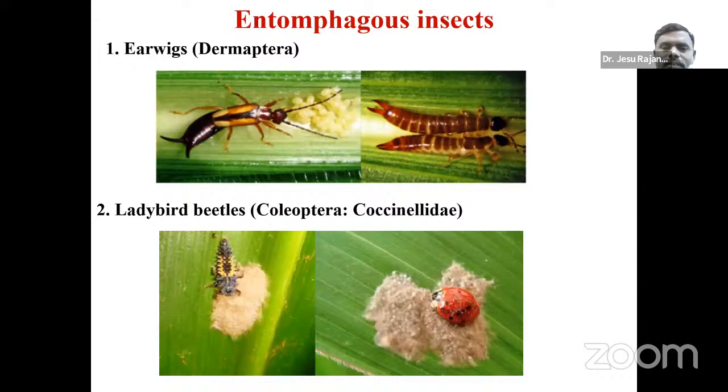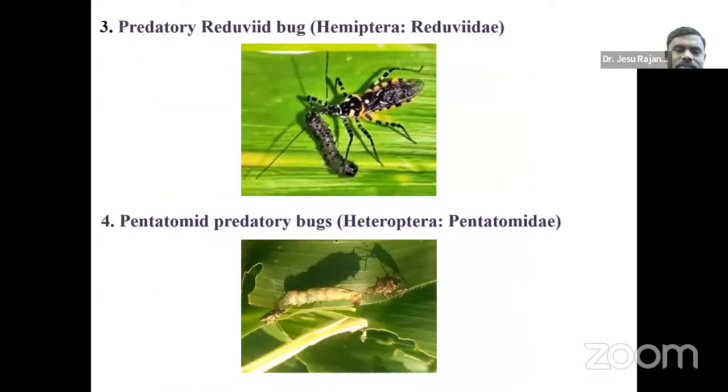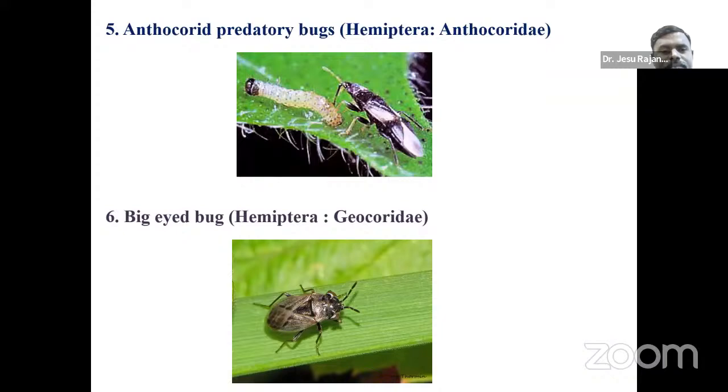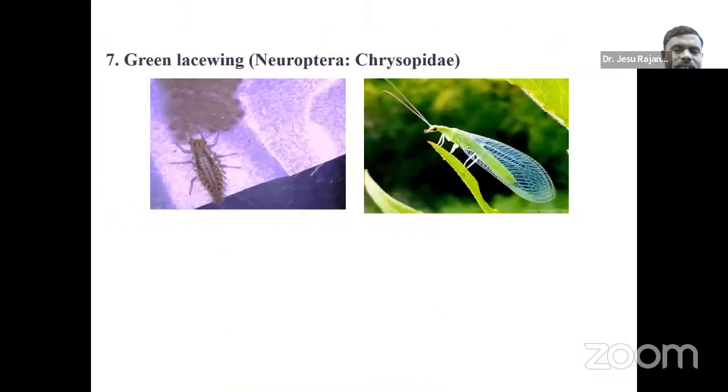So I will show some slides on the important predators in our field. Many are there, for example praying mantis, dragonfly, damselfly, etc. But it's very difficult to mass produce all the insects, so only a few are possible. So I will explain. Earwigs, everyone knows, are very important predators. Ladybird beetles like coccinellids, the reduviid bug and pentatomid bug, the anthocorid predatory bug, big-eyed bug, and lacewing.